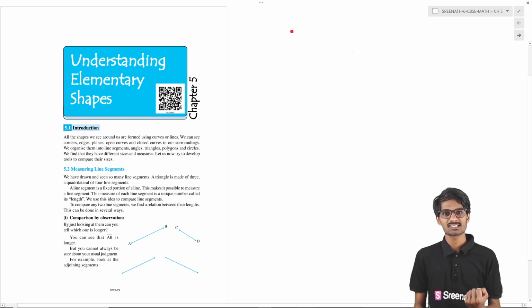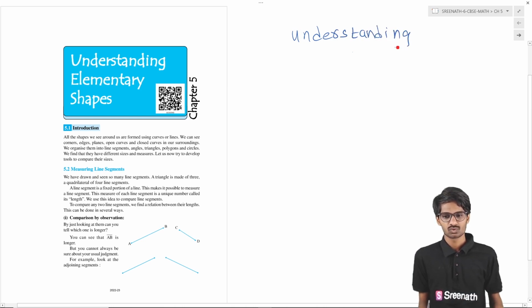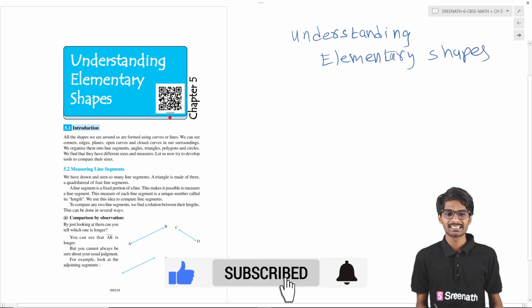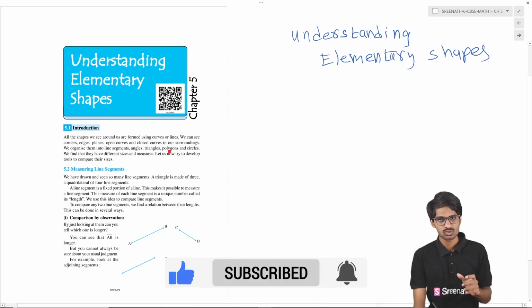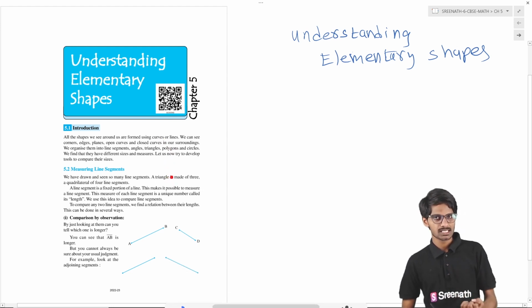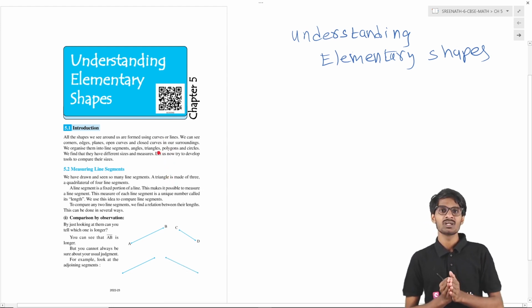Okay students, what is our present chapter? Our present chapter is Understanding Elementary Shapes. So we're going to understand some elementary shapes. We are going to discuss each concept in it, and we are going to do some example problems if any are there on this. We are going to discuss each topic in detail.